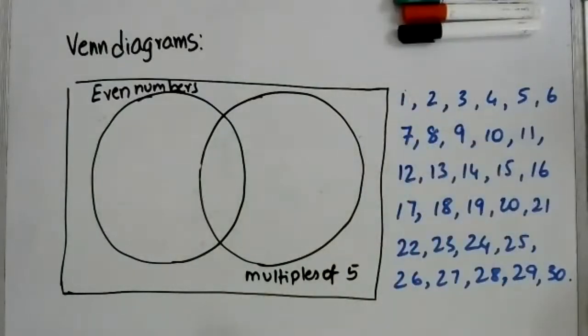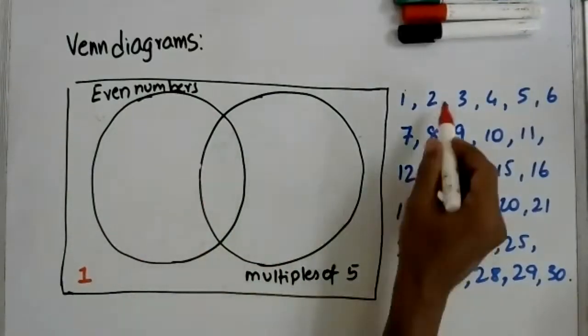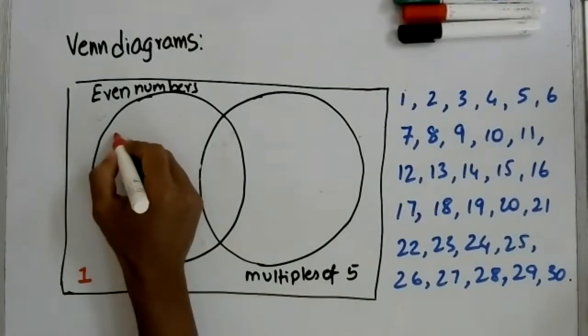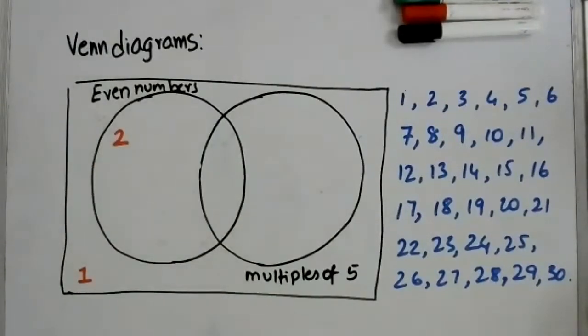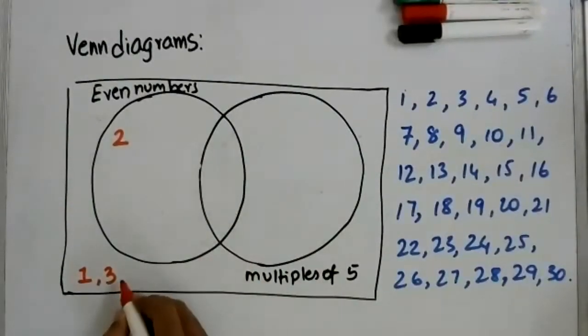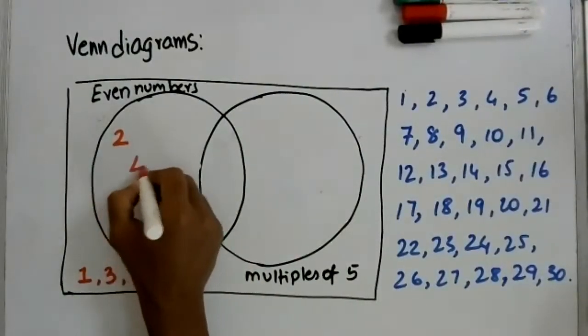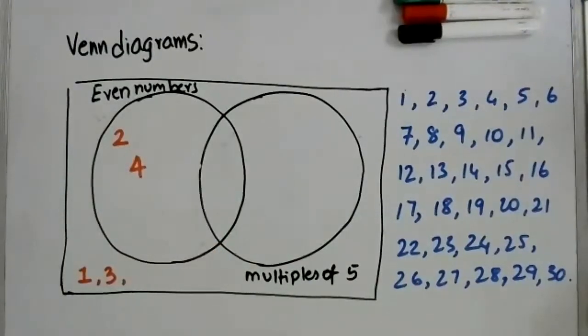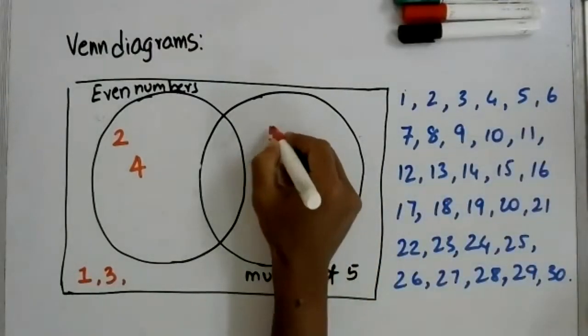So I'll take the first number, 1. It's neither an even number nor a multiple of 5, so I can put 1 over here, outside these two sets. Then I take 2. 2 is an even number, so I can put 2 over here. 3 is again a number that does not fall into either category, so I put it here. 4 is an even number, so I can put it there. Now, multiples of 5. When I look at 5, it's a multiple of 5, so I can put it over here.